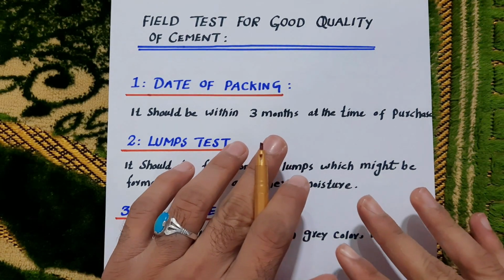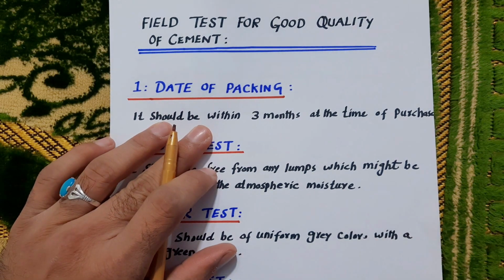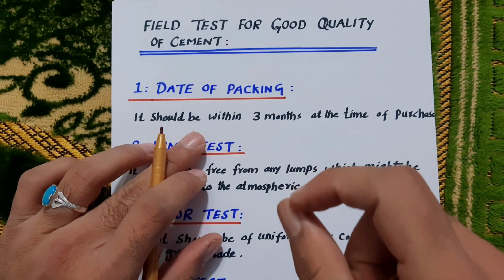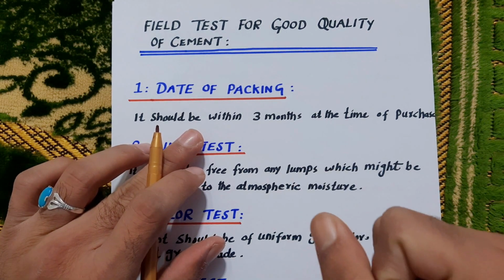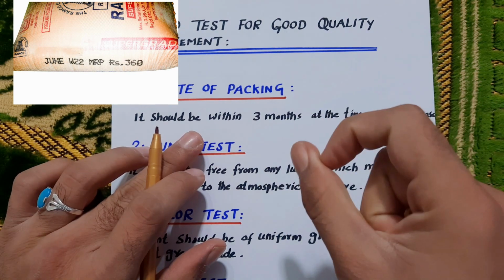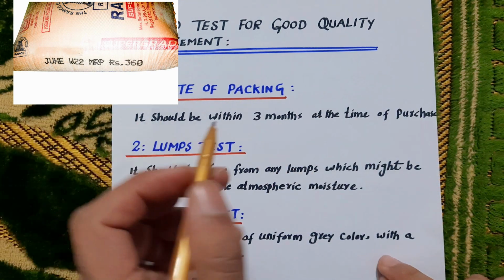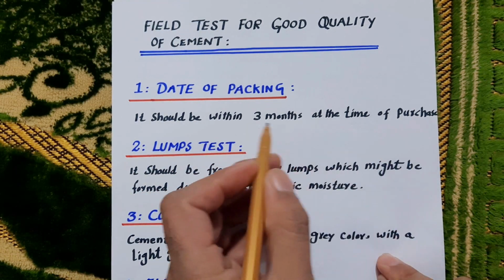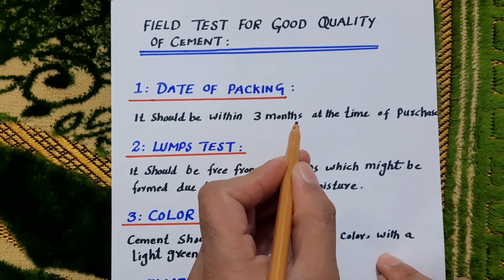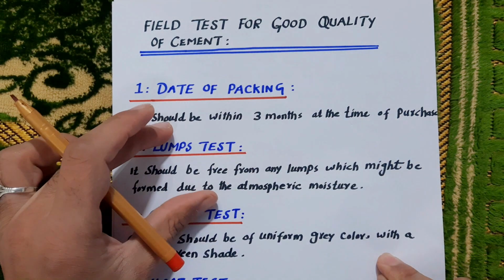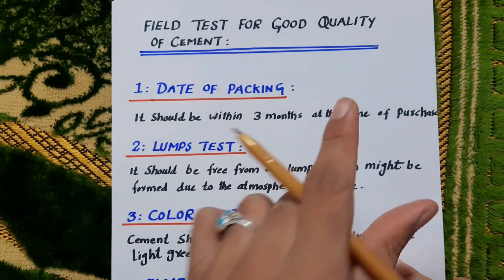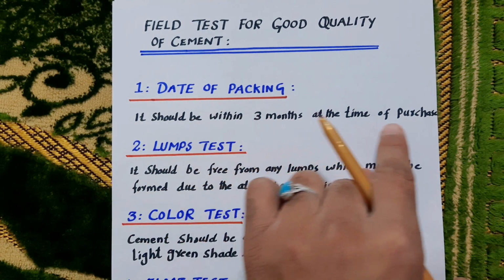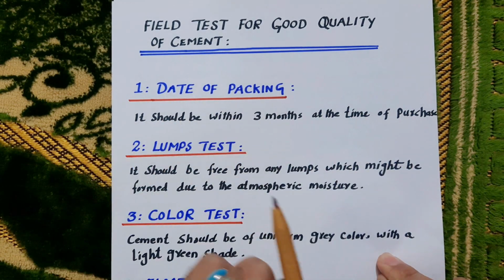So here, guys, the first one is date of packing. To check good quality of cement in the field test, we have date of packing. The date of packing is on the cement bag. That should be within 3 months at the time of purchase. If it is more than 3 months, that is not good quality cement. So in the field test, first you will check the date of packing: is it within 3 months at the time of purchase or not? This is very important.